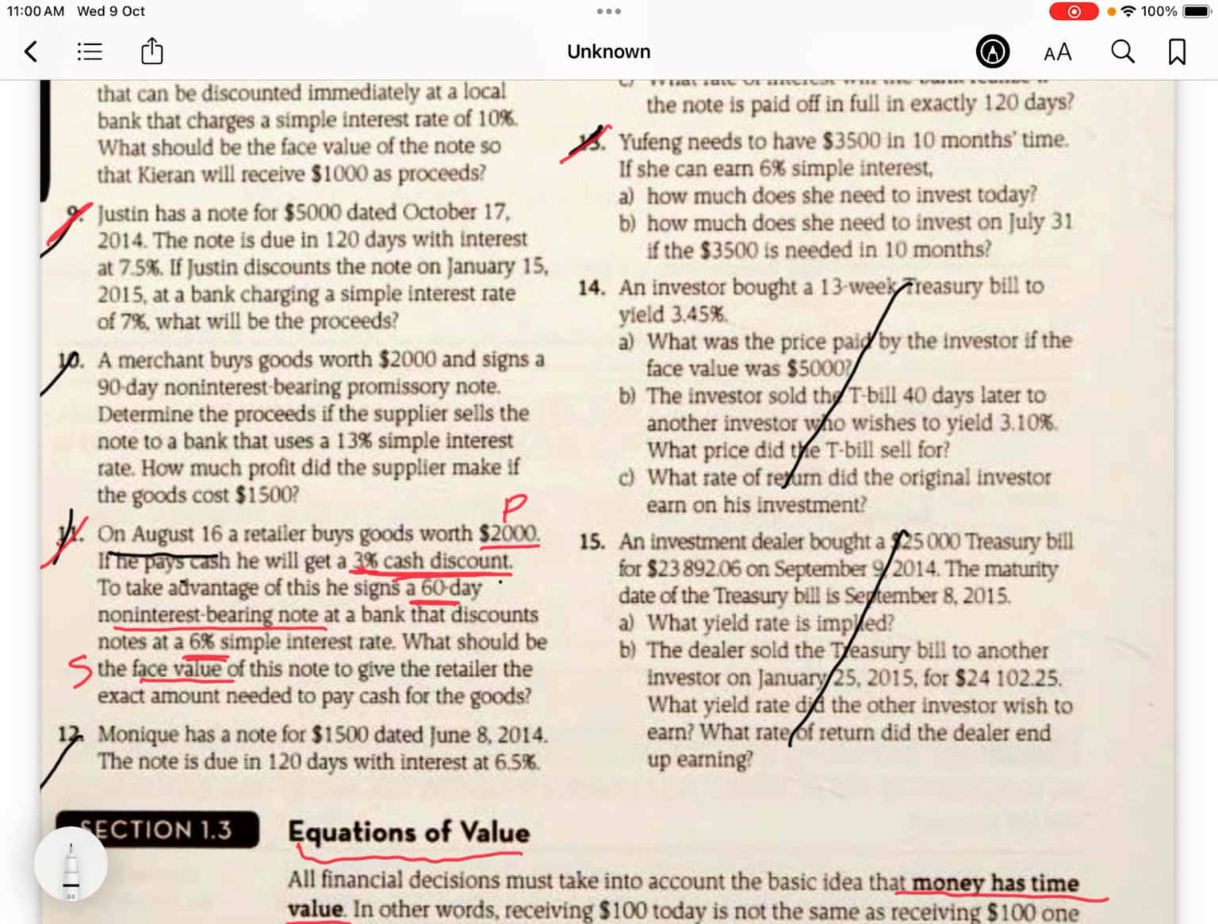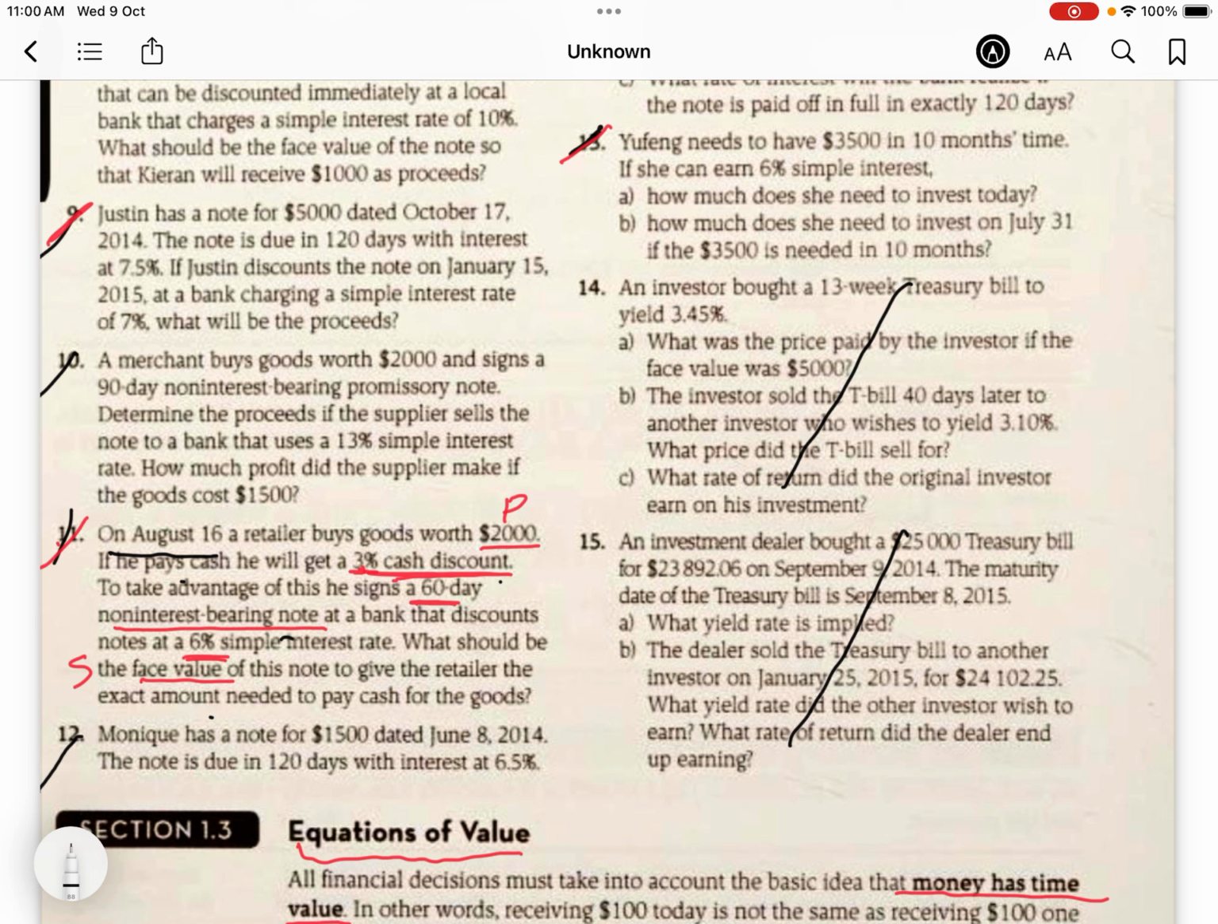$1,940. To take the advantage of this, he signs a 60 days, add 3 for Canadian, non-interest bearing note, then at a bank that discounts a note at 6% simple interest rate. What should be the face value of this note to give the retailer the exact amount needed to pay cash for the goods?